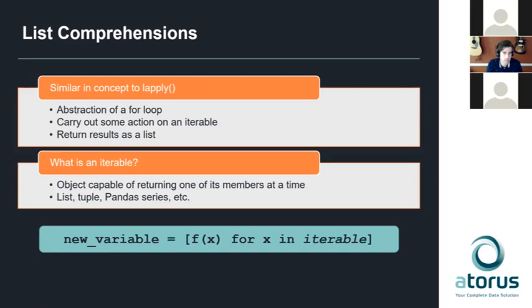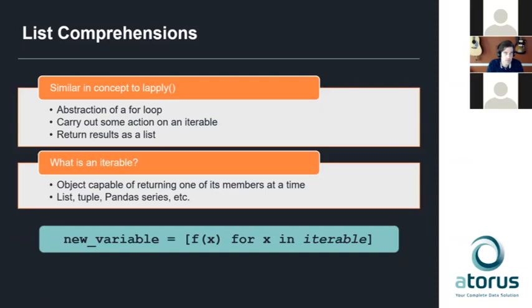So what is an iterable? An iterable is basically anything you can iterate over. Capable of returning one of its members at a time. So like a list, technically a dictionary. You can iterate over a pandas series. So say you wanted to iterate over a column in a data frame, that's great. You can also iterate over a tuple that you're getting back from anything. A tuple can be just about anything in Python, so you can iterate over a tuple and do something to the same stuff.